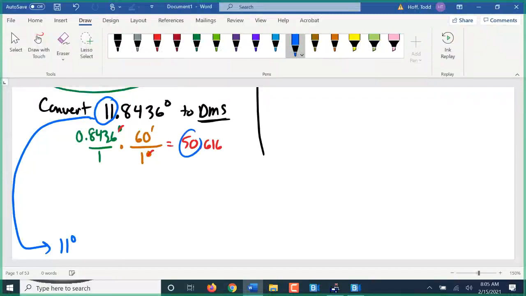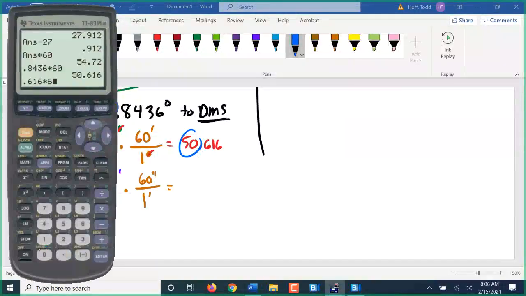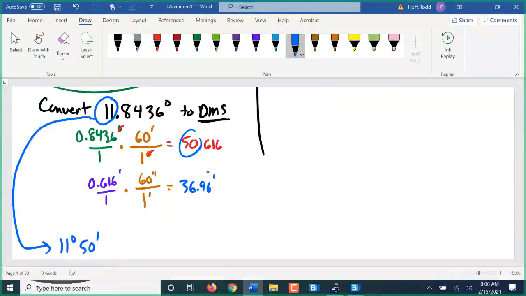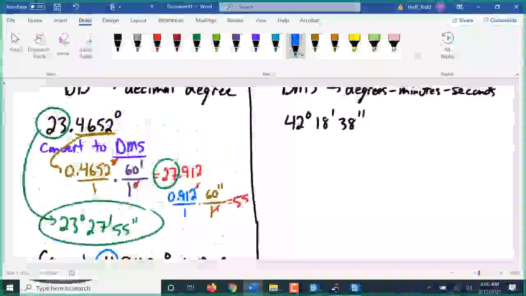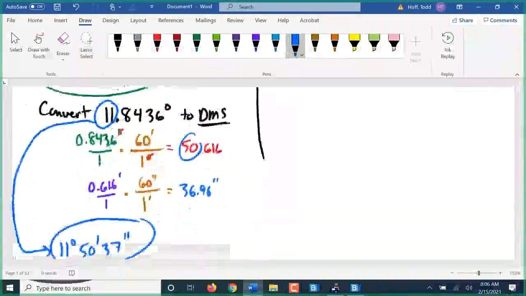So we're going to keep the 50 off of that. That's going to be 50 minutes. 0.616, put it over 1, and we're going to convert that into seconds. 1 minute is 60 seconds. 0.616 times 60 gives us 36.96. So I'm going to just round to 37 seconds. 11 degrees, 50 minutes, 37 seconds. Any questions on converting from decimal degrees to degrees minutes seconds?